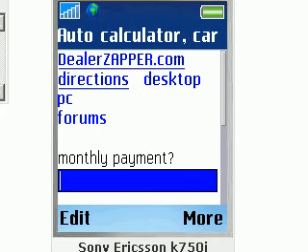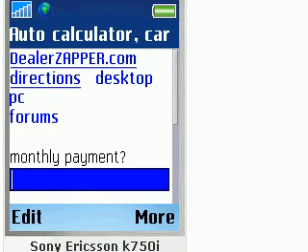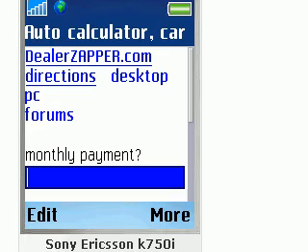So, this is a little bit different. We're actually going to visit dealerzapper.com on a cell phone emulator. This is what it would look like on a cellular phone. This particular one is a Sony Ericsson K750. However, it has been tested on other cell phones as well. You will see that the Dealer Zapper homepage is very simple. If you were to go to it on your home computer, you would find that it doesn't look very good. The reason is because we're trying to make it very simple so that it works on a cell phone.